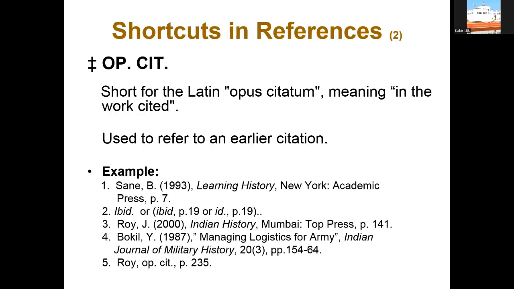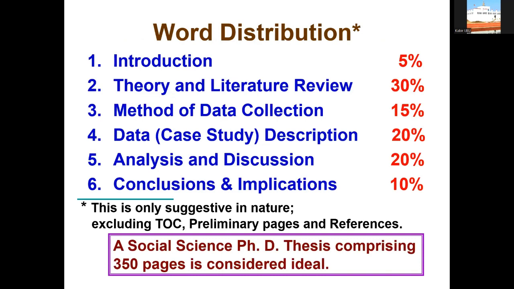Here op. cit. is short for the Latin opus citatum, meaning in the work cited, used to refer to an earlier citation. So this book has already been cited: op. cit. We have just seen the examples, the third and the fifth, of how op. cit. is being used here.